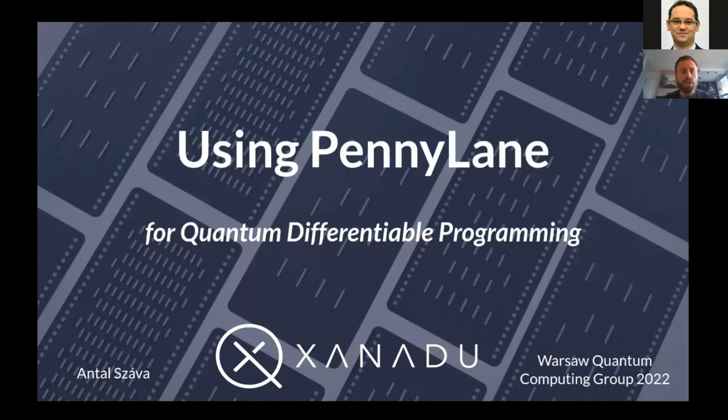So today's talk is titled Using PennyLane for Quantum Differentiable Programming. I would like to give a little bit of introduction to what quantum differentiable programming is and how you can use PennyLane for this.